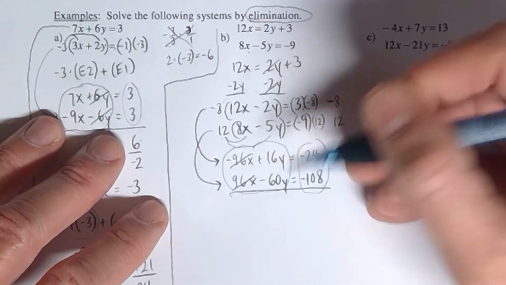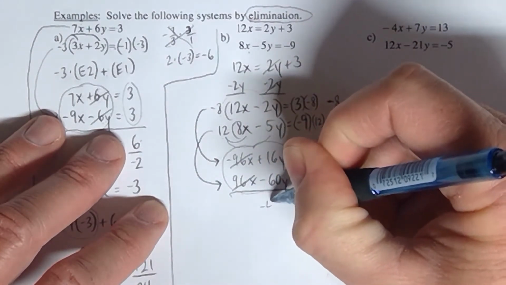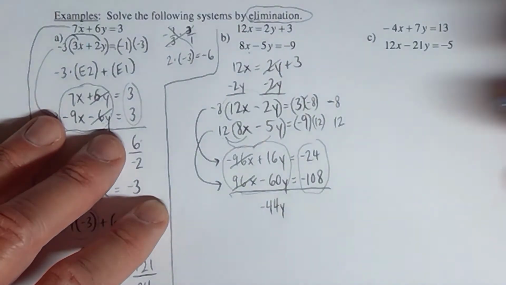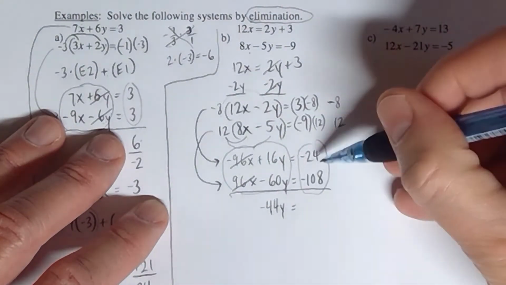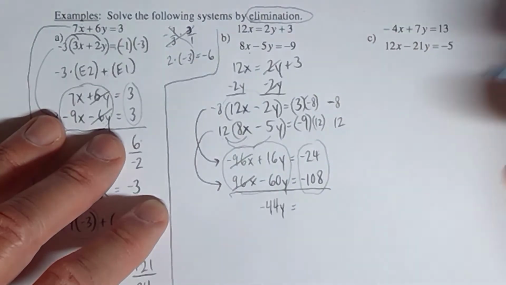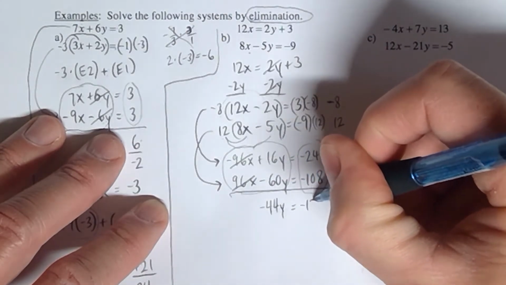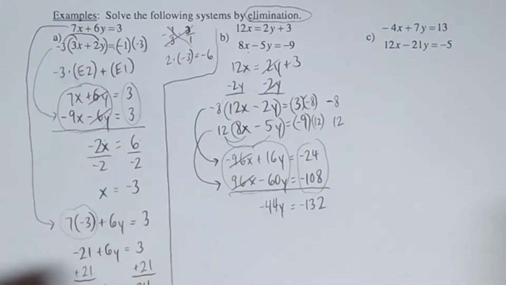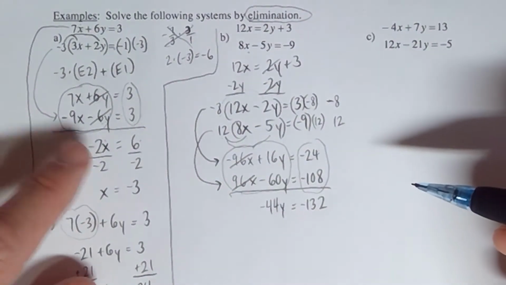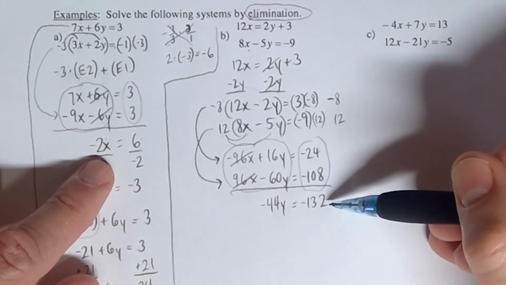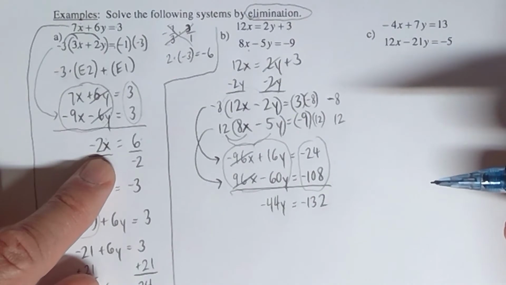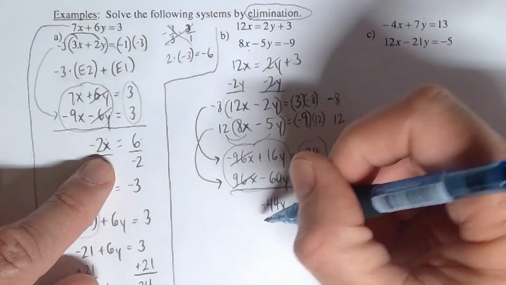And then 16 minus 60, you can put that in your calculator. That will be negative 44 with the y there, as like terms combine. And then here, if you put that in your calculator, negative 24 plus negative 108, that is negative 132. And then, just like in the last problem, you've now created a one variable equation after you add the equations together. So then we solve that equation.